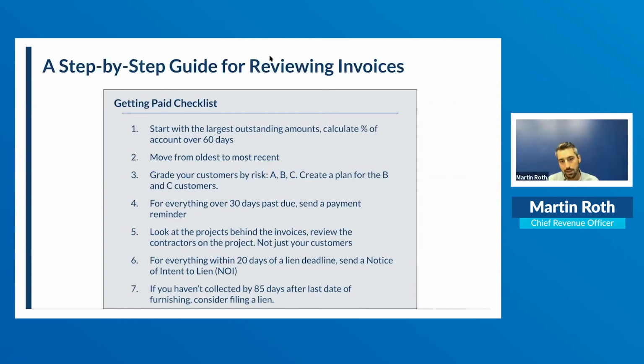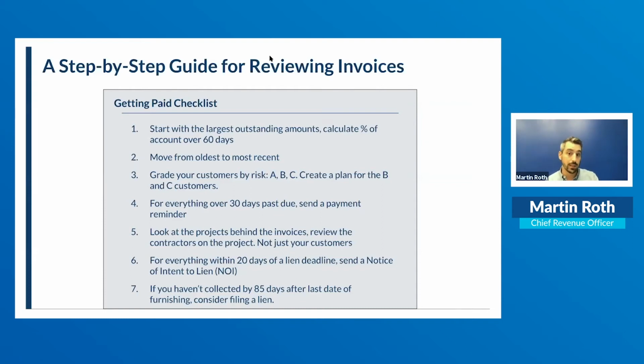This is a best practice. The number 3 is a best practice that we learned from one of our customers. They do a really good job of sizing up all of their customers. And what they do is they grade their customers by risk, A, B, and C, A being the least risky and C being the most risky. And they create a plan for the B and C customers.